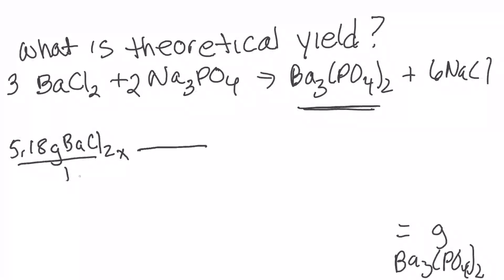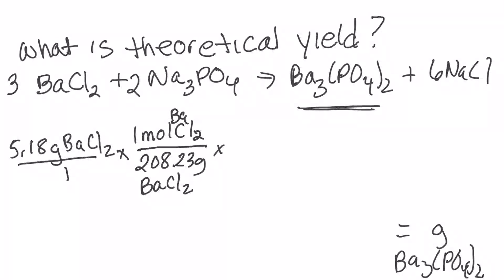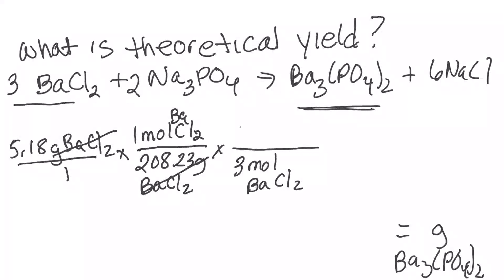and I need to cancel grams, so I'm going to look up on the periodic table 1 barium and 2 chlorides, and I add them up together, and I get 208.23 grams of barium chloride for every 1 mole of barium chloride. And now I've canceled the grams out, and I'm left with moles of barium chloride. And now I'm going to use the balanced equation, and I have 3 barium chlorides for every 1 barium phosphate. So I have 3 moles of barium chloride for every 1 mole of barium phosphate.